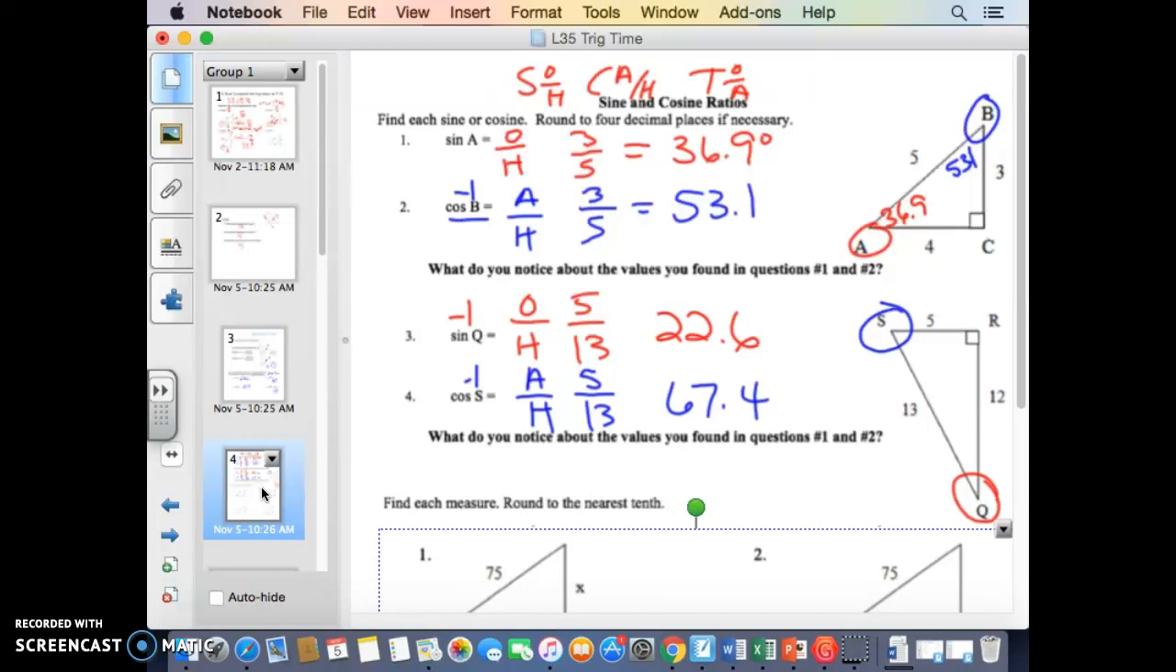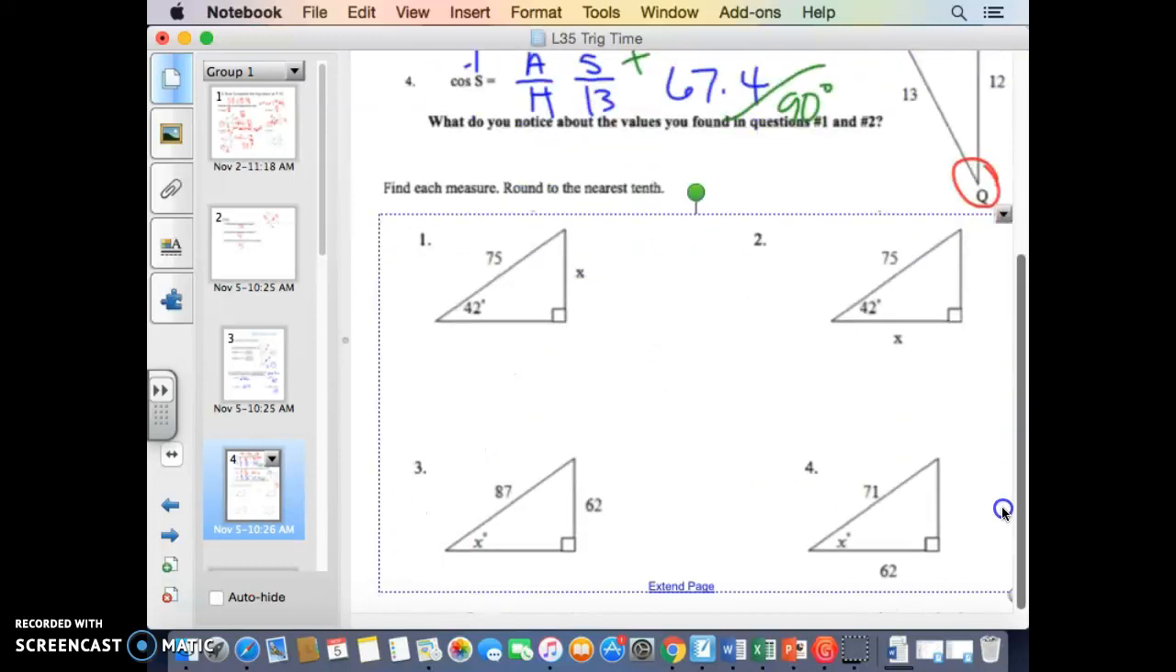All right, so what do we notice about the values we found in questions 1 and 2? Well, again, they add to form 90 degrees. So these added to form 90 degrees, and these add to form 90 degrees. And what else do we notice? That the ratios are the same, but the angle measures are different.